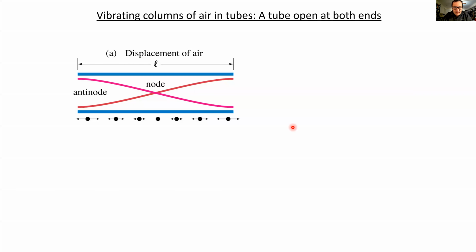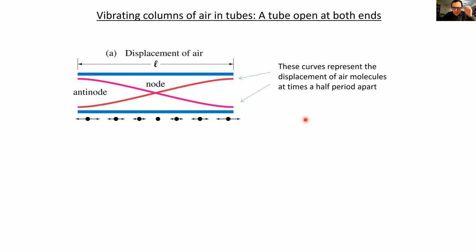All right. Now, these lines, this magenta and this orange line, are ways to depict that. These curves represent the displacement of the air molecules at times half a period apart. Let's look at this magenta one. This value is high. That means that this particle is moving to the right. And this one's moving to the right, but not quite as much, and this one not quite as much, and then it's stopped here.